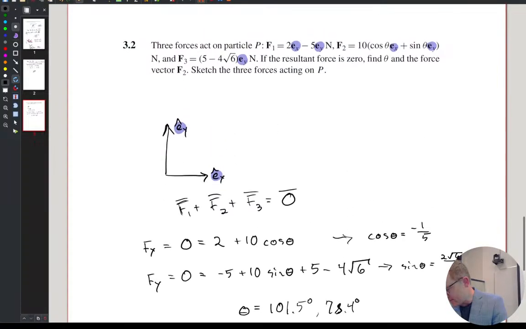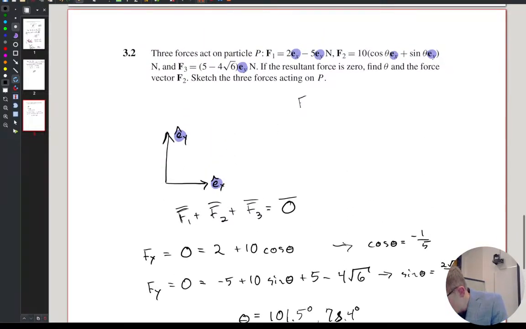So let's back up. What does the free body diagram look like? I plugged in 101.5 into the top equation. And I got something that was close to 0, as opposed to when I plugged in 78.4. So I'm assuming that's right. Maybe, yeah, assuming.